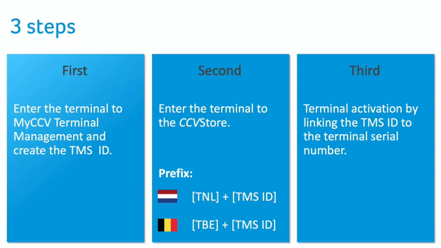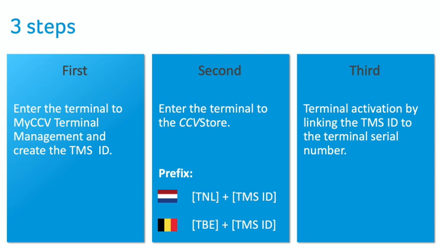The second step involves entering the terminal in the CCV store. We do so with the TMS ID from step 1, but still without the terminal serial number. To avoid TMS ID duplications in the CCV store, we use the TMS ID with a prefix. TNL is the prefix for terminals that have been created in the Dutch version of MyCCV Terminal Management. TBE is the prefix for terminals that have been created in the Belgian version of MyCCV Terminal Management.